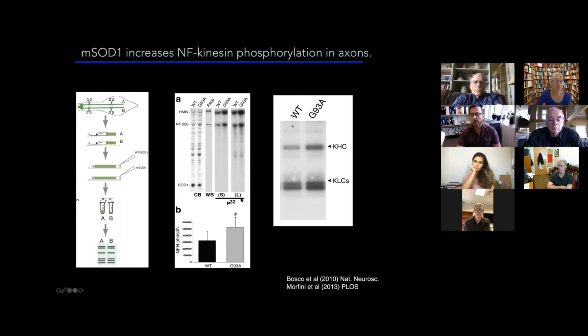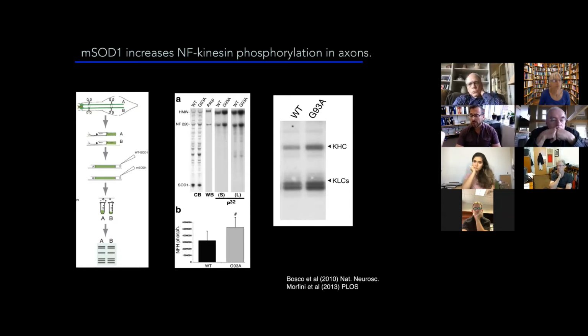And now if you do an autoradiogram, a short and a long exposure, you can see very clearly that those axons that were perfused with G93A mutant display more phosphorylation of these neurofilament proteins than the sister axon that was perfused with wild type. So somehow this protein, and now we're talking exclusively about the axons, this doesn't have to do with some non-specific effect in the cell body.